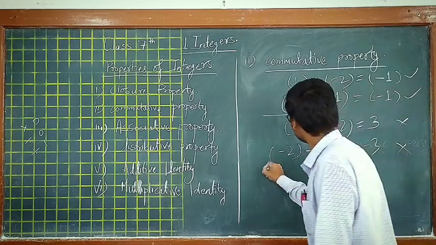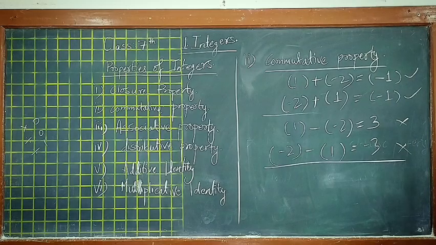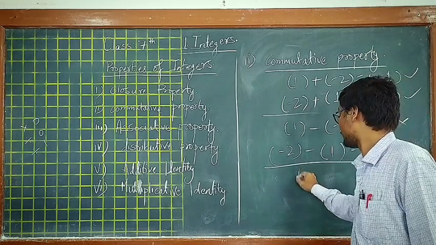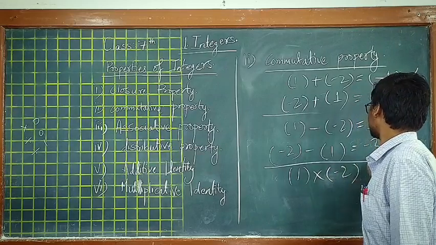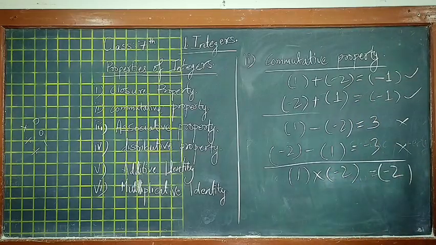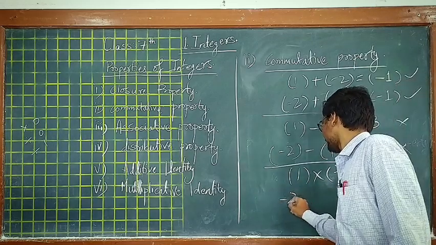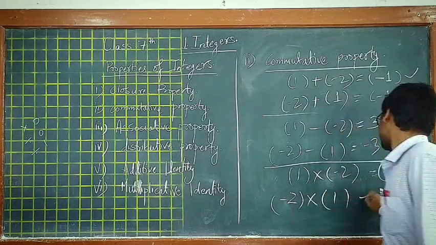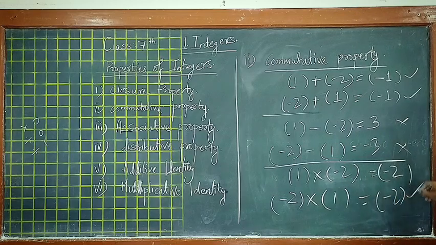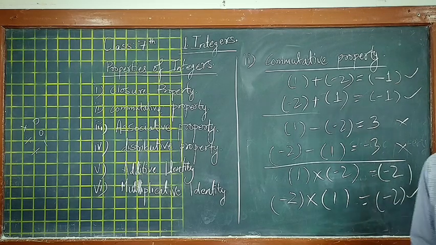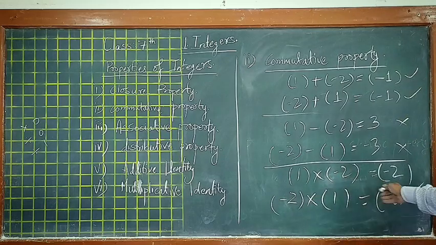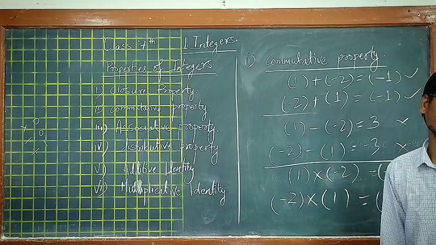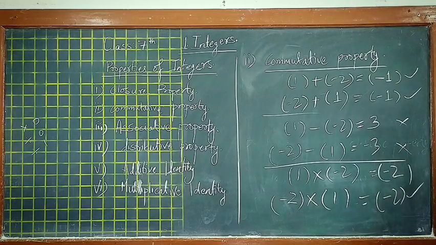What about multiplication? Let us check. 1 multiplied by -2 is -2, and -2 multiplied by 1 is again -2. We see that multiplication of integers obeys the commutative property. What about division? We do not even know whether the quotient of two integers is an integer, so there is no need to discuss the commutative property for division of integers.